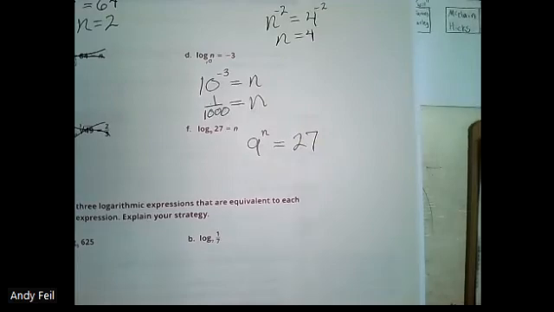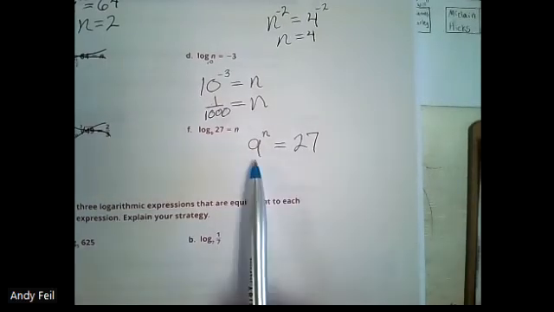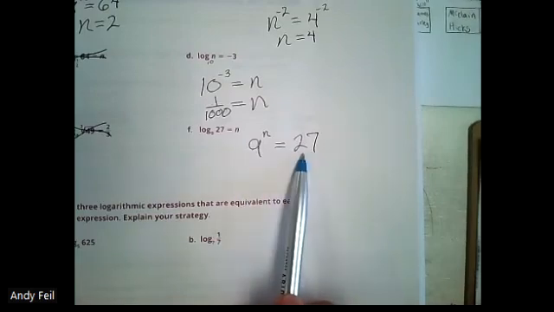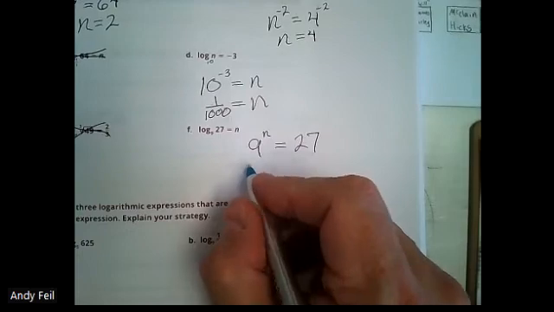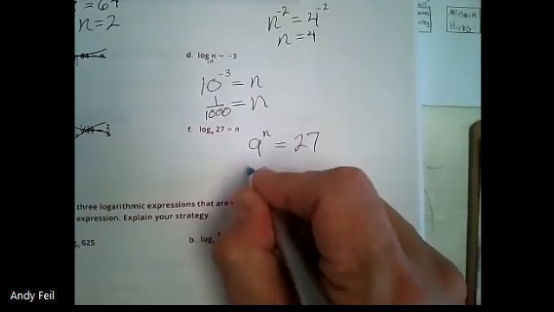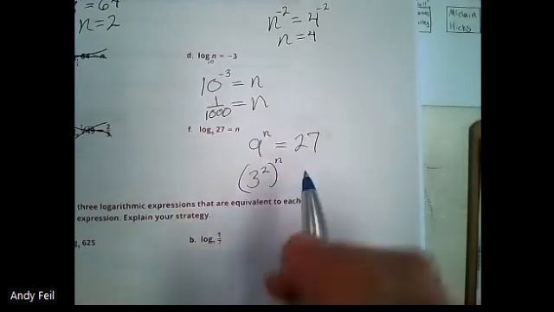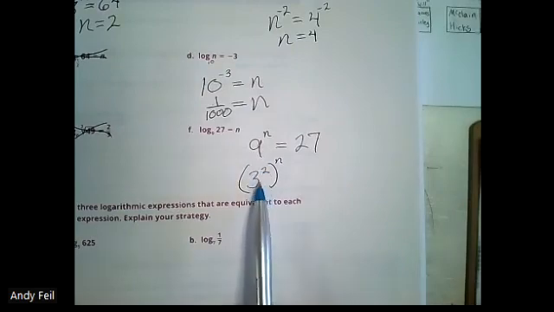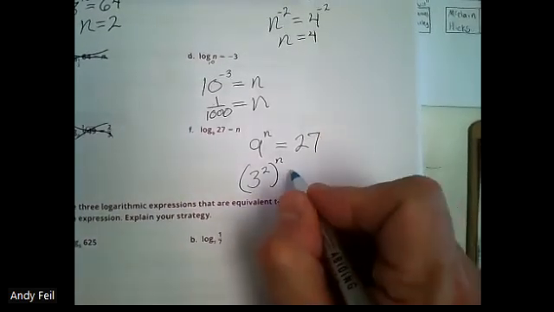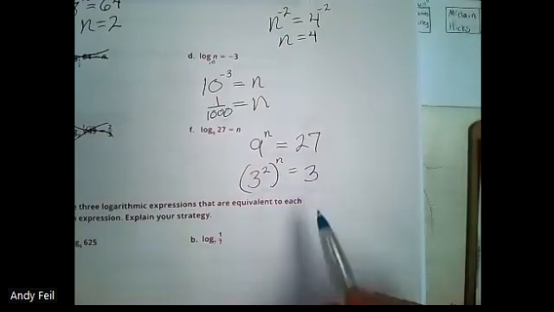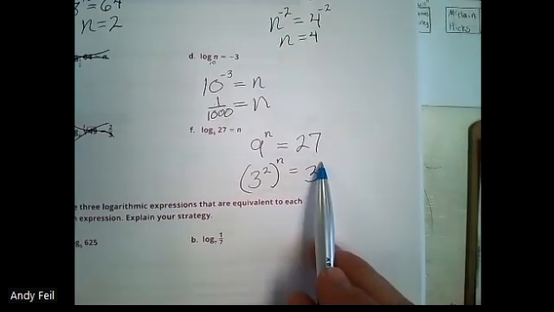Now, 9 and 27, you can't take 9 to a power and get 27. Well, you can, but it's not easy to figure out. So here's what I would suggest. Both 9 and 27 are both divisible by what? 3. So let's write this as 3 squared to the n. Would everybody agree that 9 is really 3 squared? How do you write 27 to a power? 3 to what power?